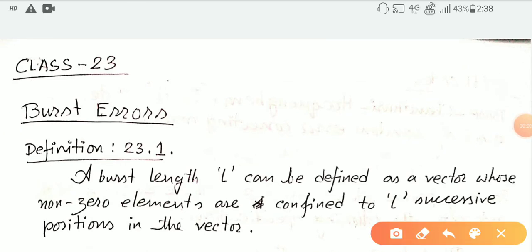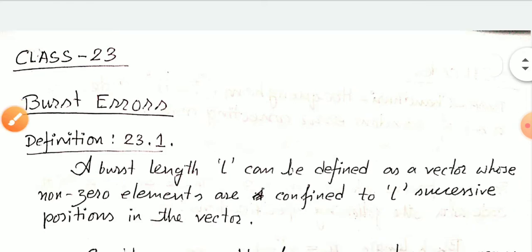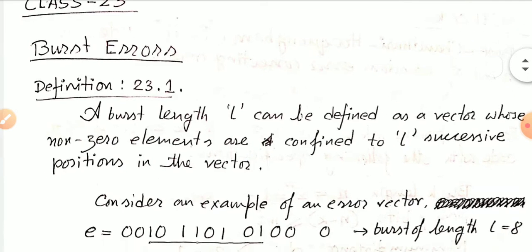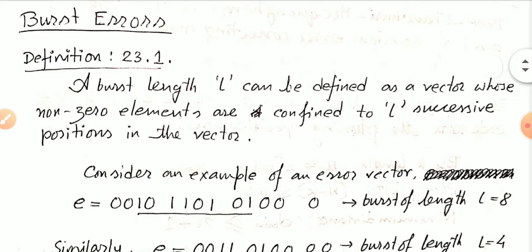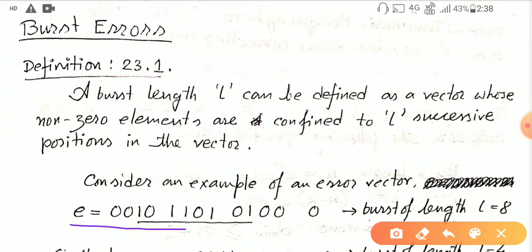Today we discuss burst error. A burst length L can be defined as a vector whose non-zero elements are confined to L successive positions in the vector. Through an example it will be easy to understand, and for this reason we are going through an example. Let us consider an error vector E, this one.